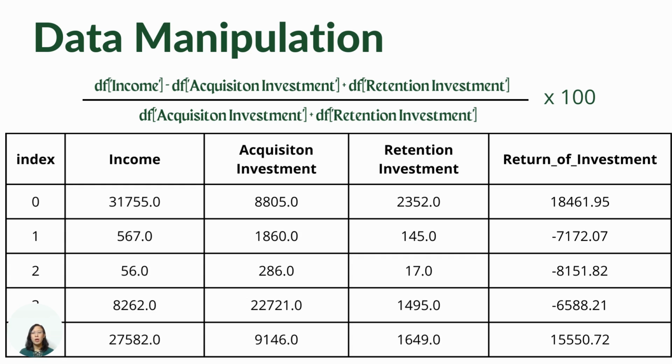And then you have to divide by total investment. Here, please pay attention. We need to use brackets here. Otherwise, this will be wrong.